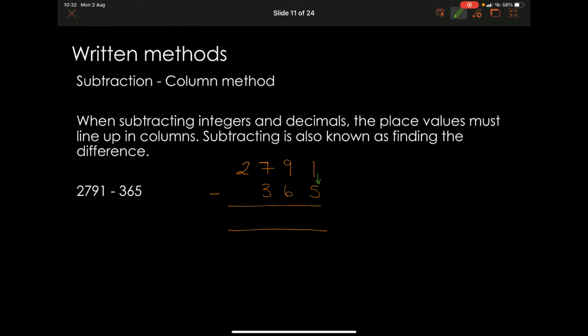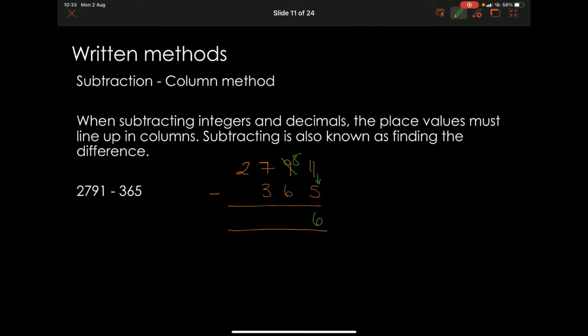So instead what we do is we take this 9 that's over here and we take a 10 from it. So we turn that into an 8 and we add a 10 to this 1, giving us 11. Okay, so then we've got 11 take away 5. 11 take away 5 is 6, so that's what goes there.